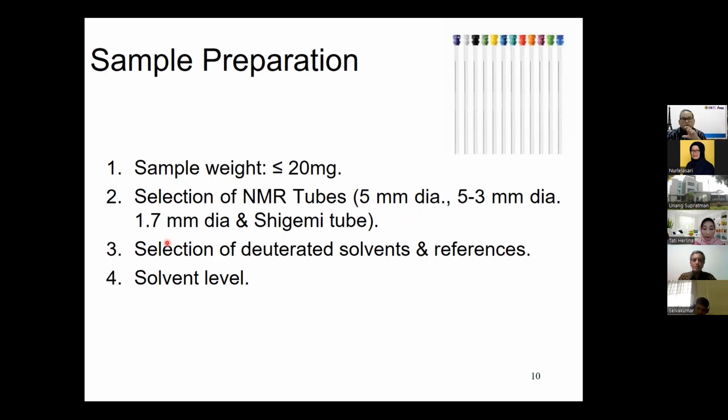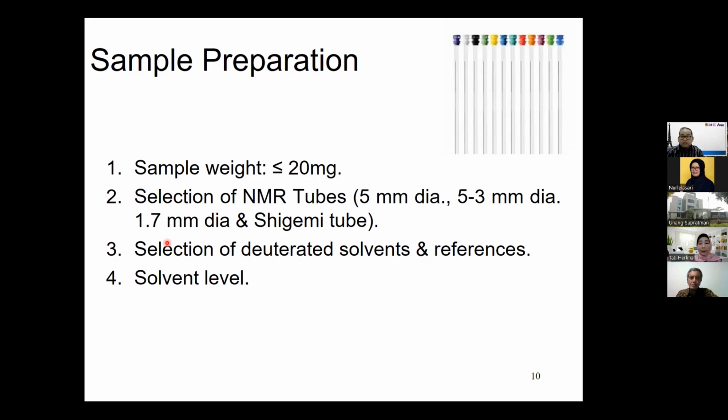We also have 1.7 mm diameter tubes, but only if we use micro probes, the small probes, which are 1.7 mm in diameter. Some operators are reluctant to use 1.7 because they have to change the probes. It's quite a tedious process. I think it takes around 3 hours, because we take out the probes and install the new probes, and we have to calibrate several times.